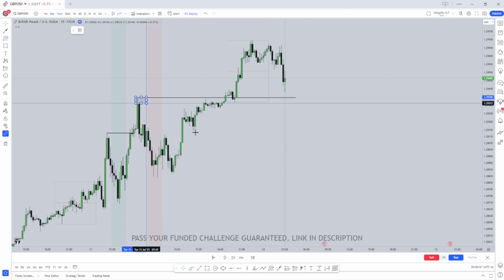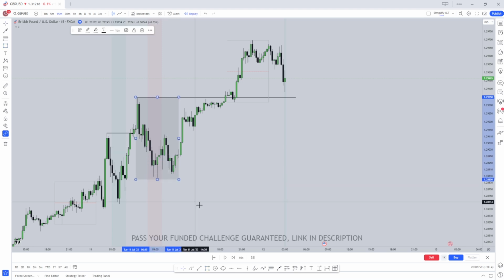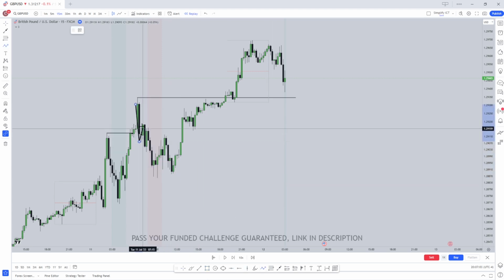Now, in this leg over here, where is the order block? As you can see, price made movements to the downside over here. Okay, and as you can see, the last 3 consecutive candles before the main move were these 3 right here.